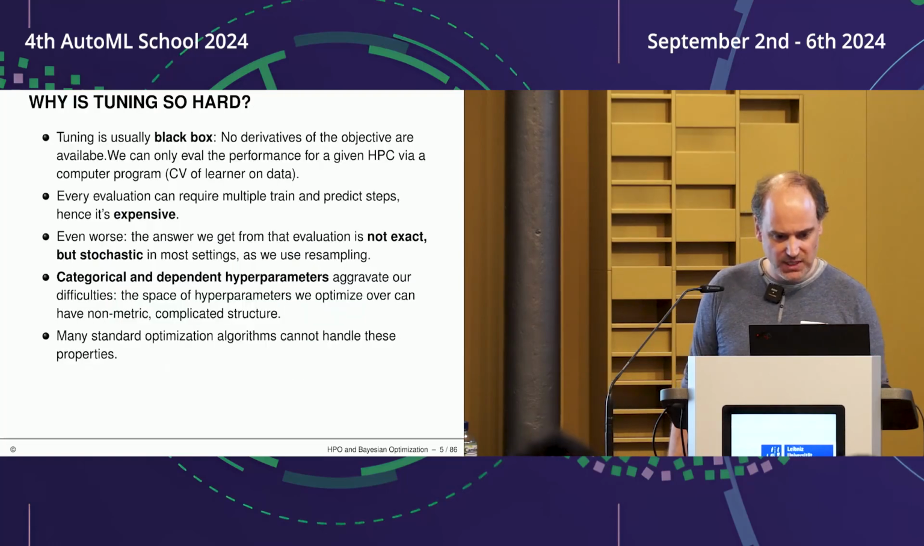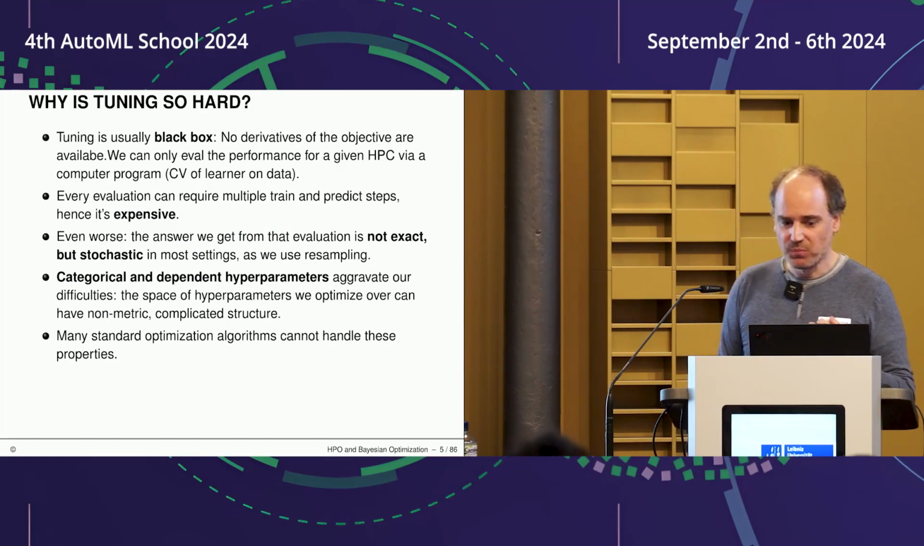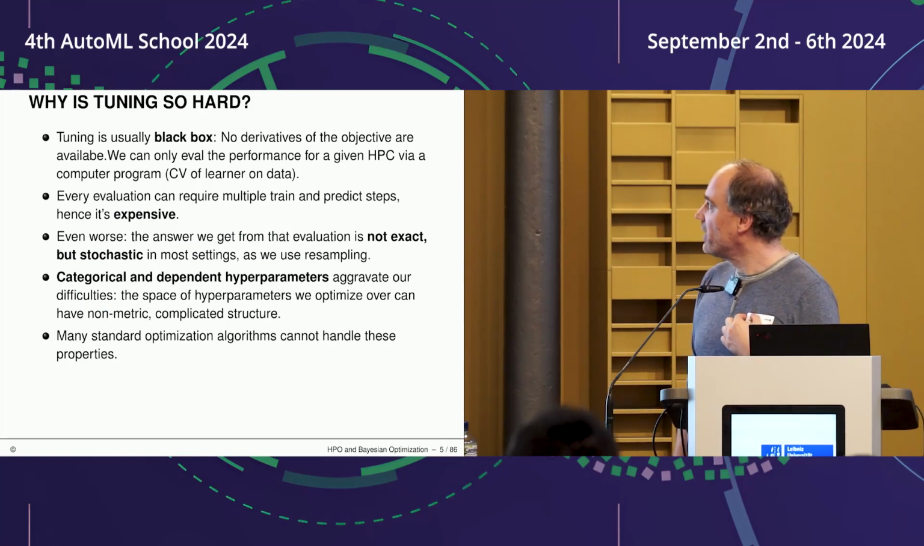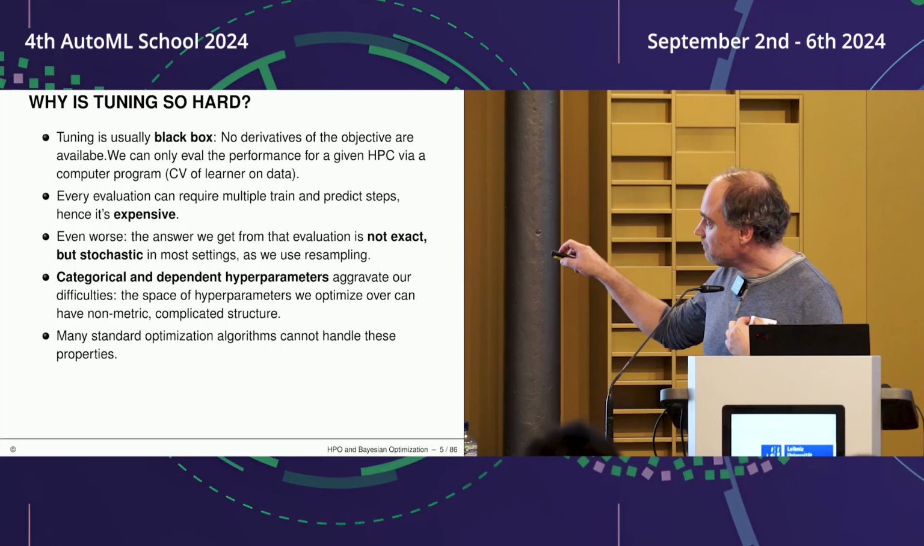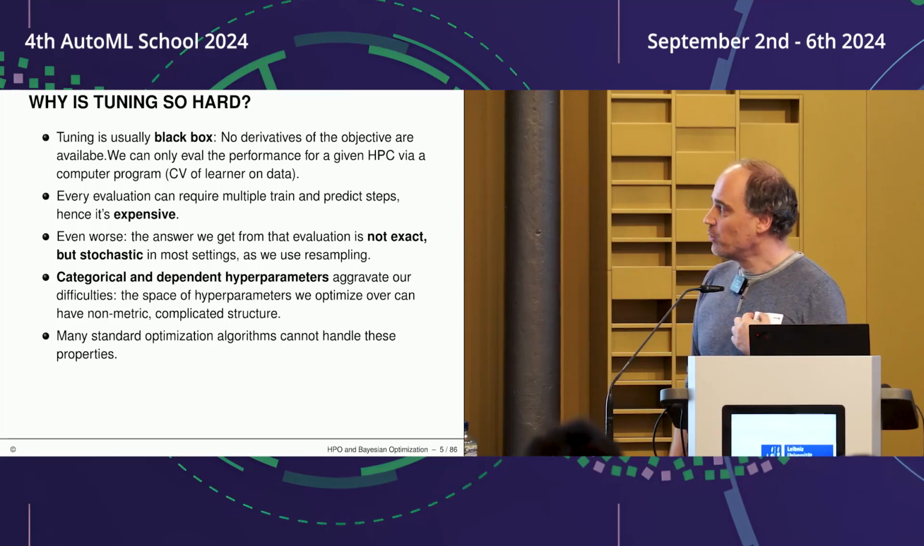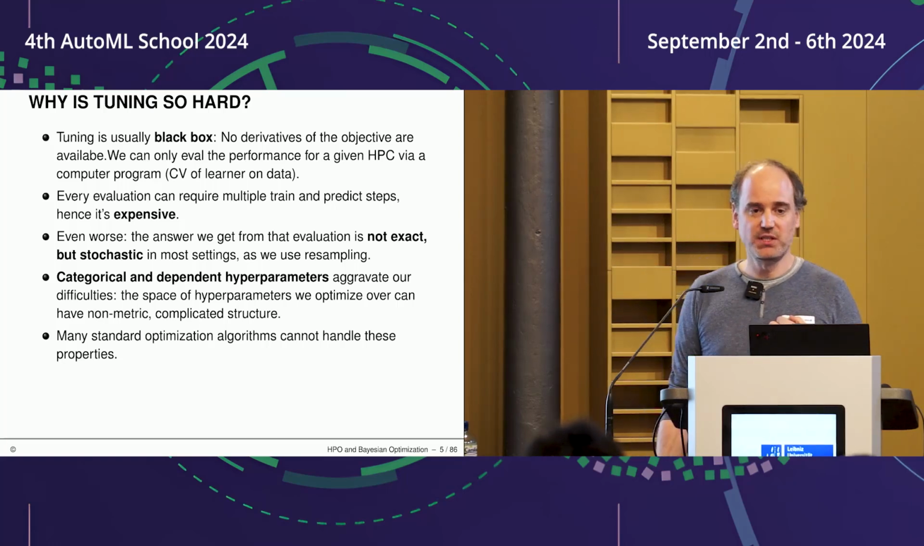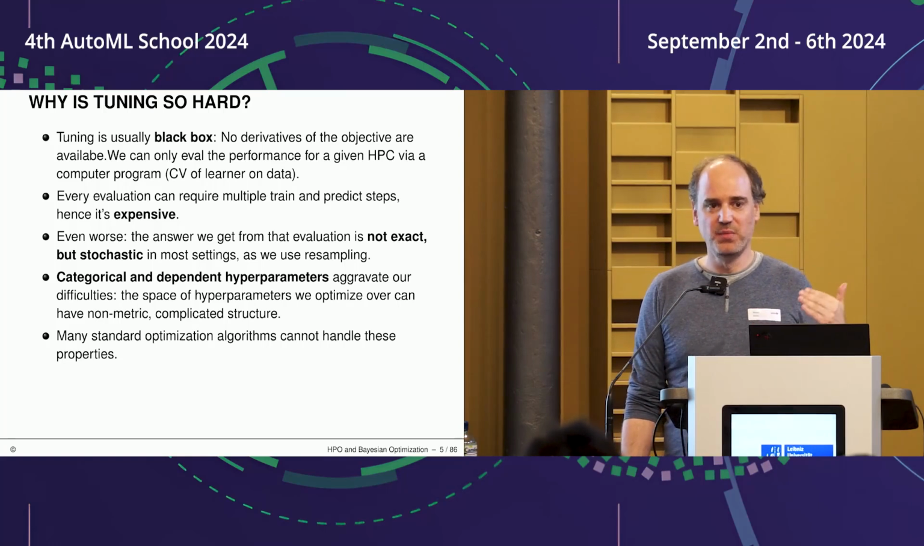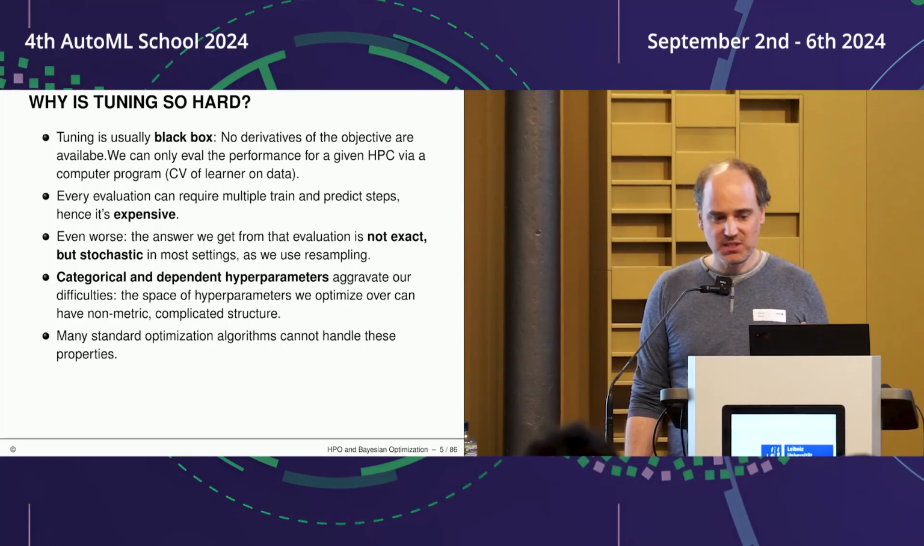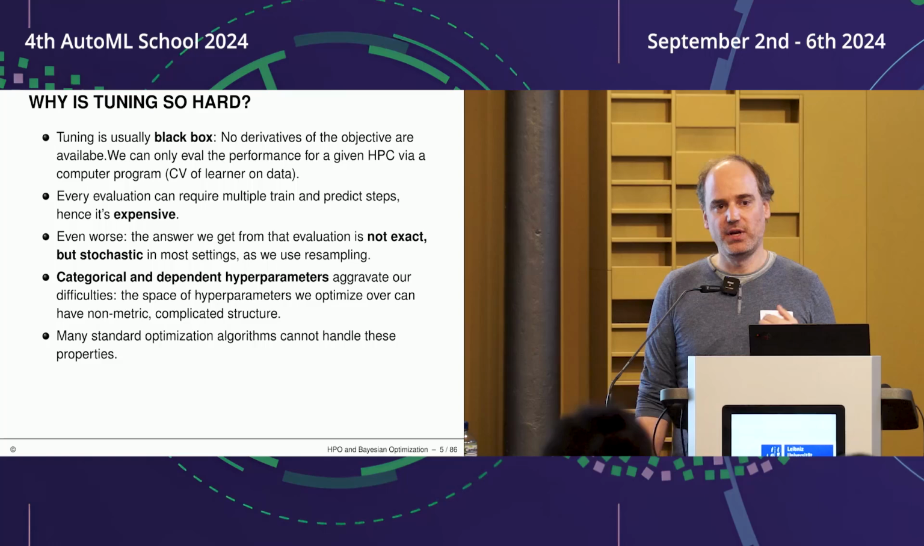Okay, so it's black box. That's usually already not so nice. The next thing is that our evaluation function usually takes some time. This can run for minutes over hours to days. So usually we operate under a pretty tightly constrained budget.